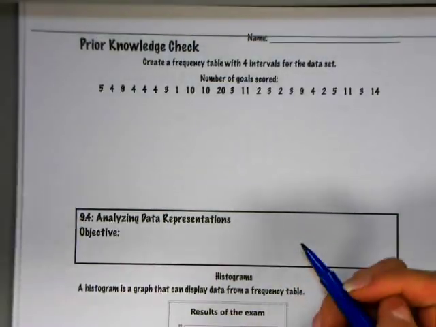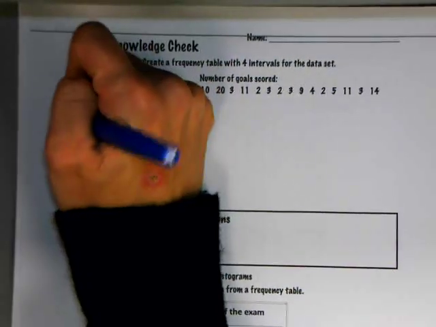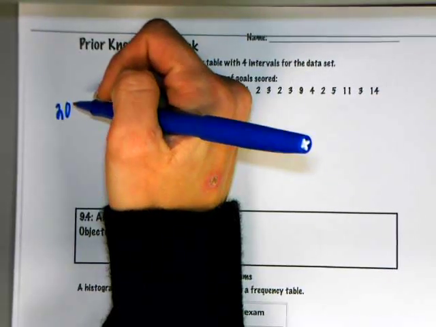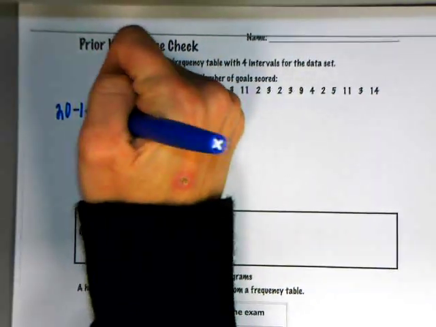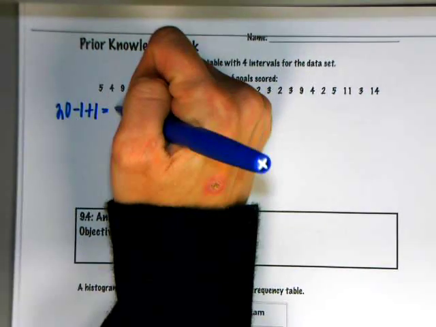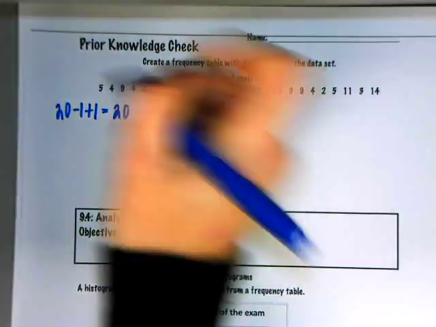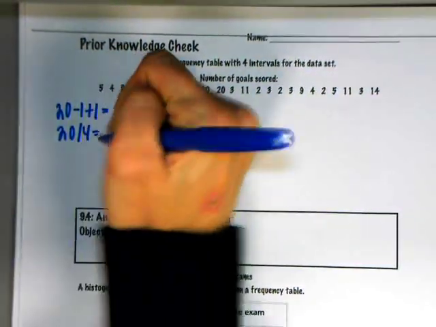What is the biggest number? 20. Smallest number? Okay, so 20 minus 1 plus 1 is what? 20, and then it says 4 intervals. So 20 divided by 4 is what?